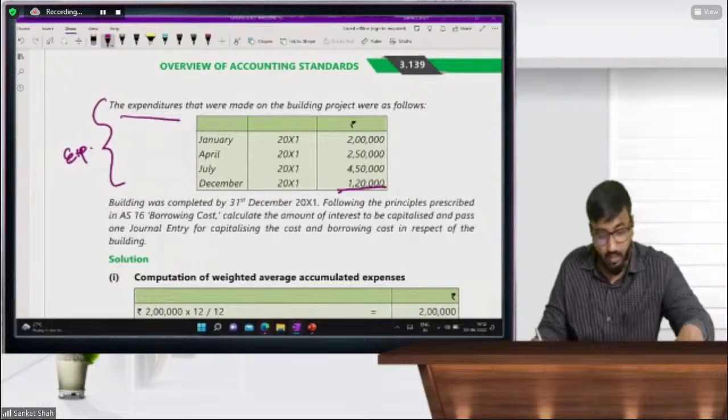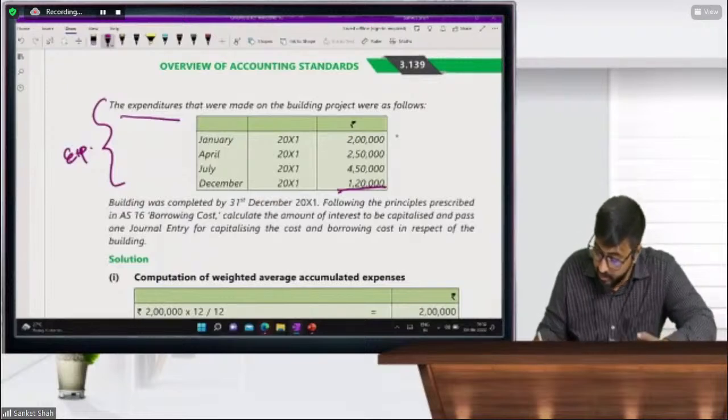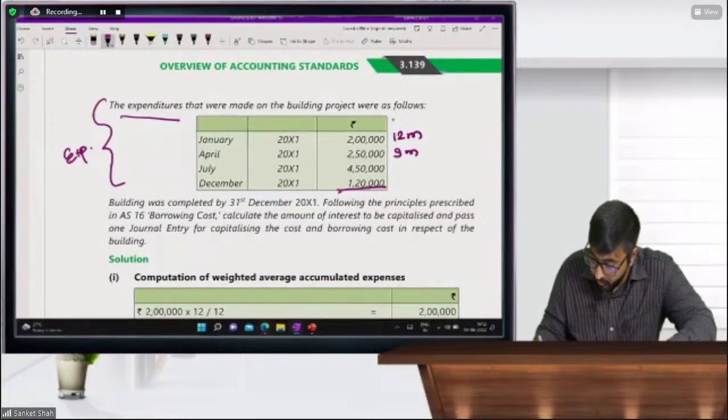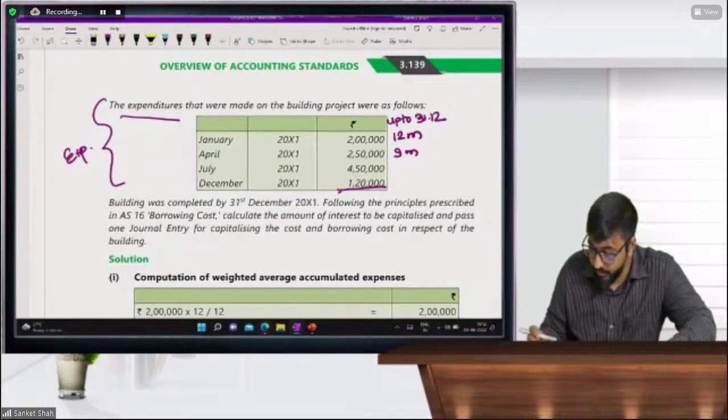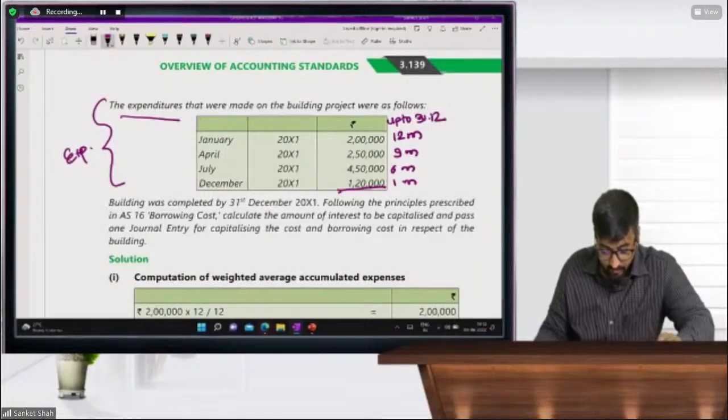You can take a total. So this expenditure is for 12 months. This expenditure is for 9 months, from the expenditure date up to 31st December. July: if you consider July, it is 6 months, and December is 1 month. So now how to solve this question?